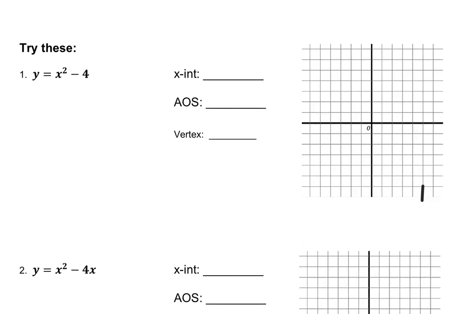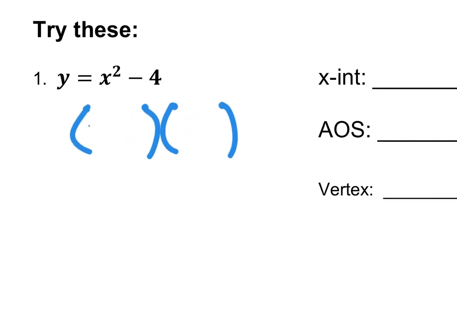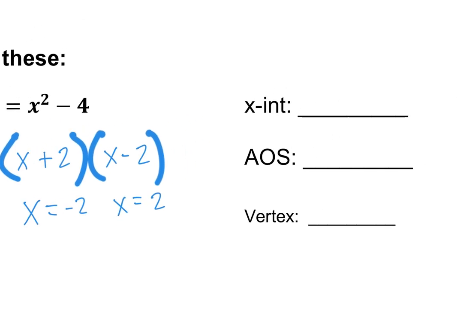All right, same thing. It says try these. Let's go ahead and get our factors here. And what do you recognize? What do we have here? How would we factor? Trial and error or difference of squares? Difference of squares. So we have x plus 2, x minus 2. So what do our x's equal? Right, 2 and negative 2. So I'm going to do x equals 2, x equals negative 2.